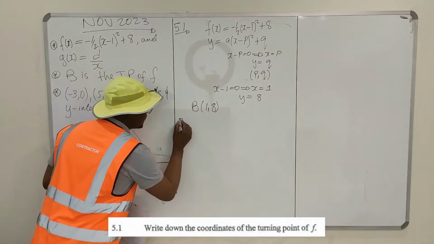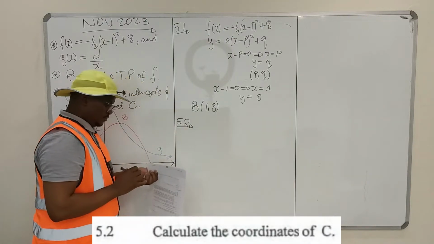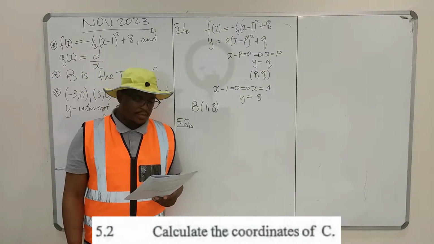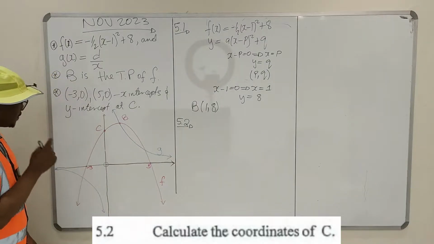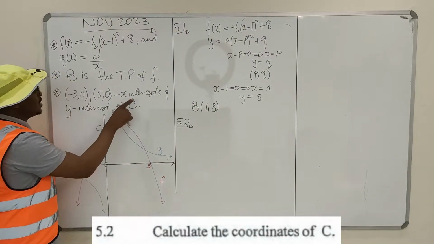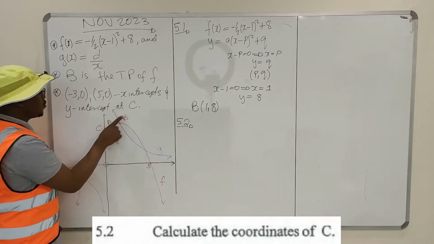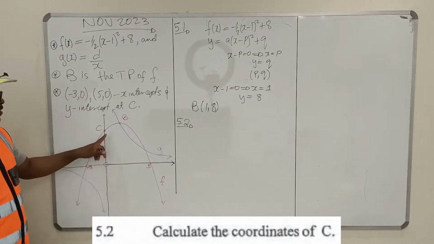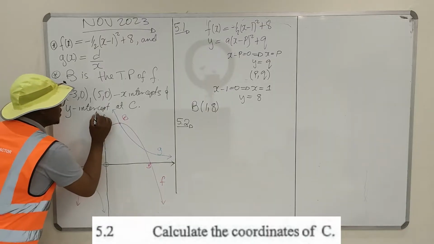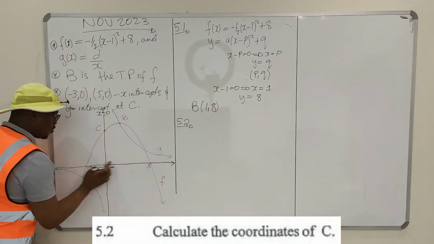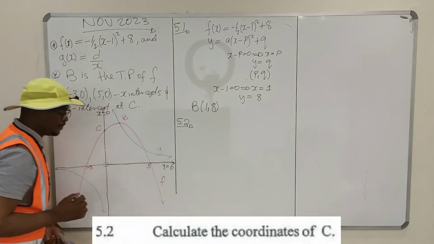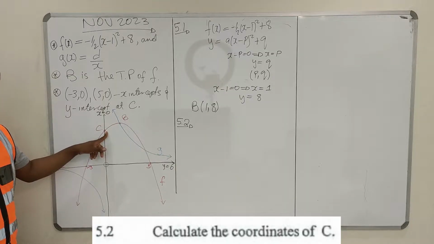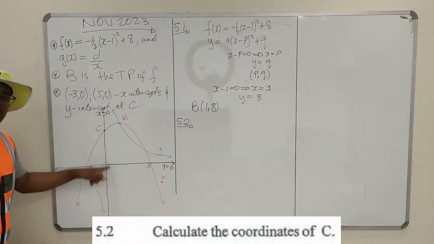We'll move on to 5.2. What are they saying in 5.2? Calculate the coordinates of C. So they want us to calculate the coordinates of C. What is C? C is this point here. You were told that F, which is the parabola, has the y-intercept at C. What do you know about that y-intercept? You know that along this line x is equal to 0. So you know what the x coordinate is already there. The x coordinate is 0 because anywhere along this line x is 0.